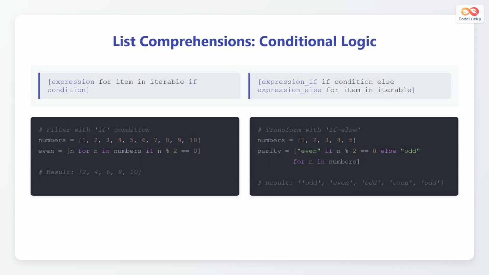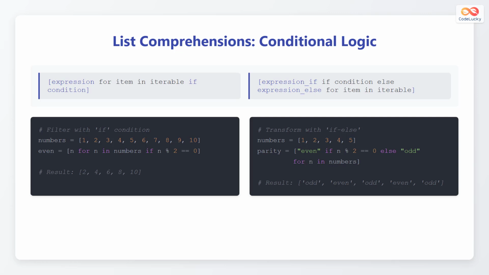List comprehensions can also include conditional logic to filter or transform items based on certain conditions. The first syntax shows how to include an if condition to filter items. The second syntax demonstrates how to use an if-else condition to transform items based on a condition. Let's look at some examples.